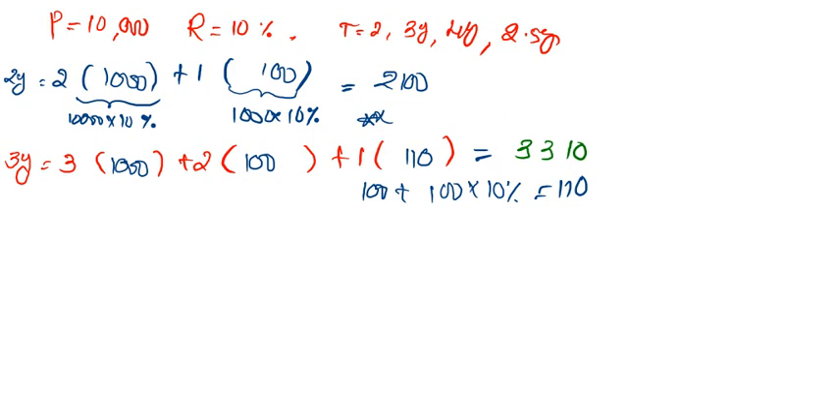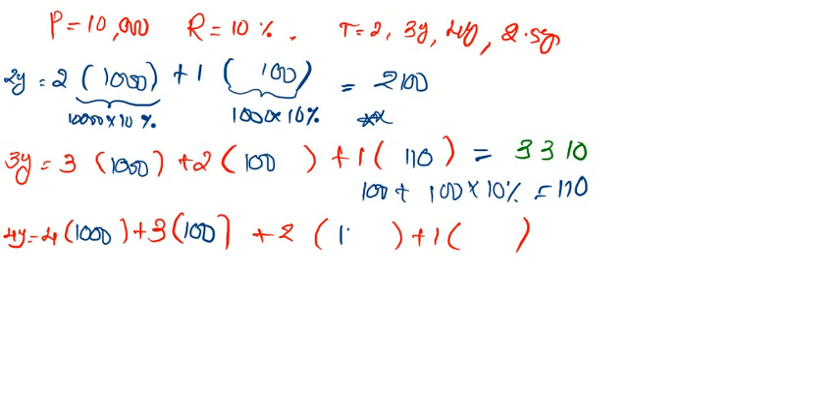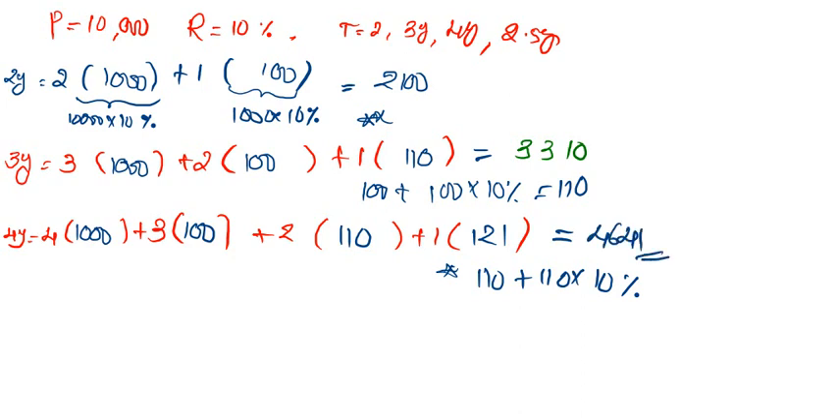Then if you are doing the calculation for 4 years, that is 4 into box plus 3 into box plus 2 into box plus 1 into box. The first box is again the same, 1000. Again 1000 of 10% is 100. 100 of 10% is 110. But here 110 plus 110 of 10%, and 110 of 10% is 121. Now the compound interest will become 4641.